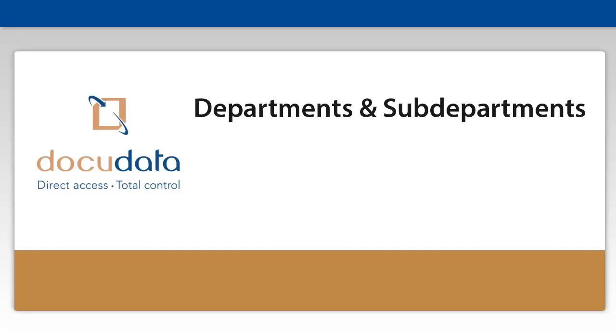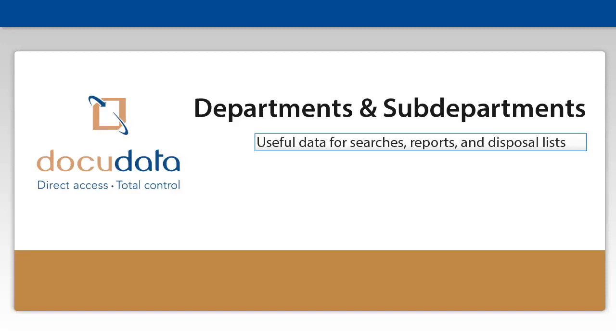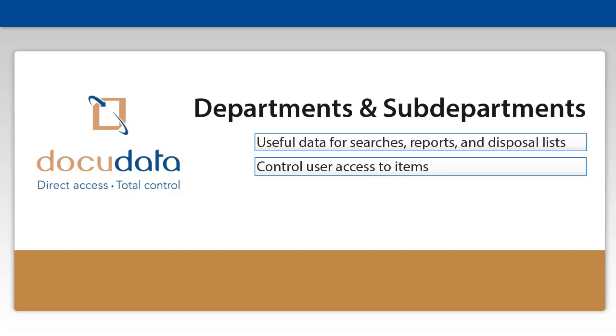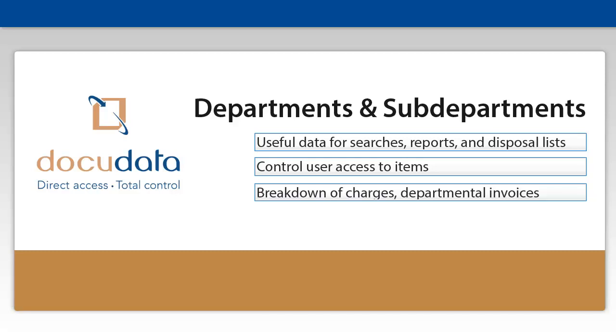Departments are very useful in records management, and every record must be assigned to one. In addition to being useful data that can be used in searching for items and creating reports and disposal lists, they are also used in controlling which users can access which items. Finally, your record center can even configure your account so that they can provide you with a breakdown of charges by department and even separate departmental invoices.